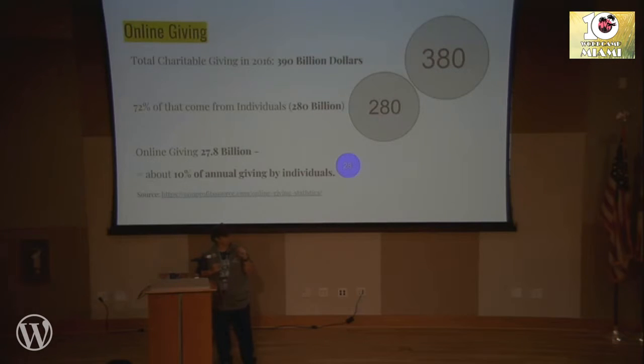So let's talk about the numbers. The total charitable giving in 2016 in the United States was $380 billion. Of that, 72%, or 280 billion, came from individuals. And of that, 27.8 billion were raised online. That's a mere 10%. In other words, 90% of their fundraising comes from other activities, being direct mail, solicitation.